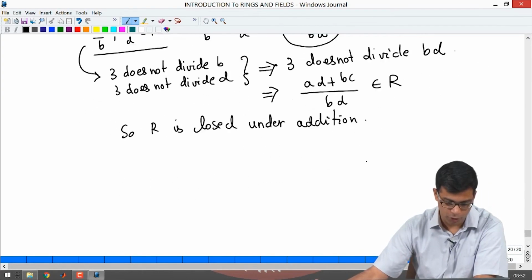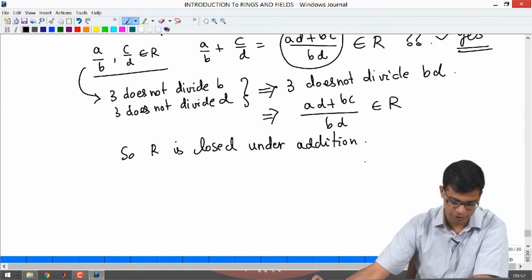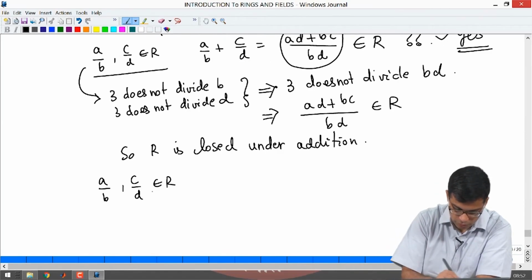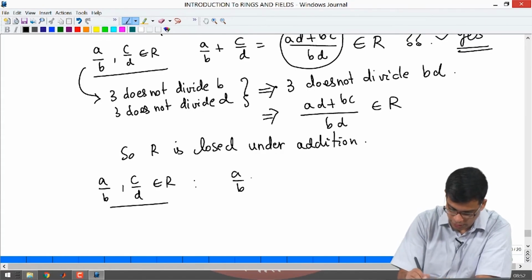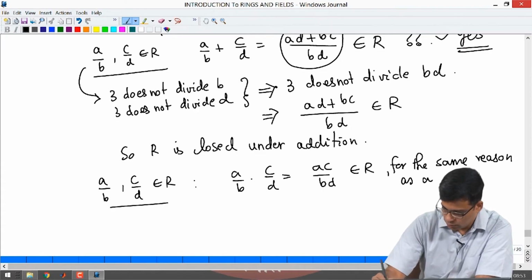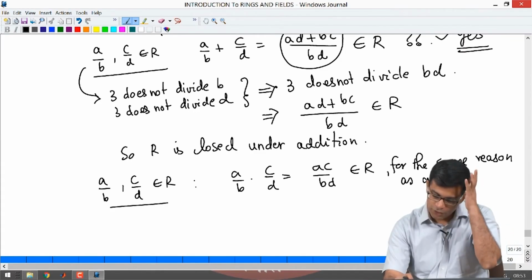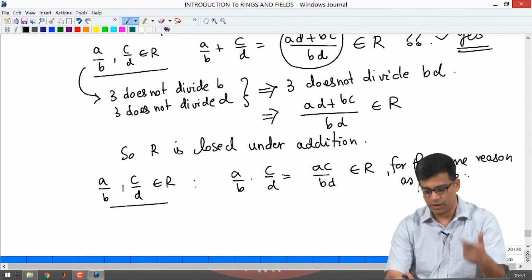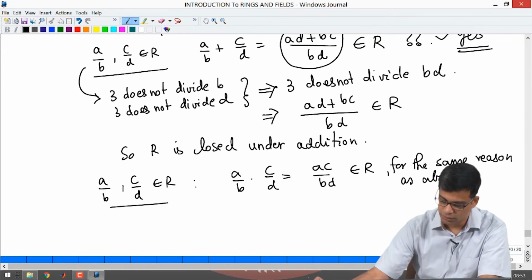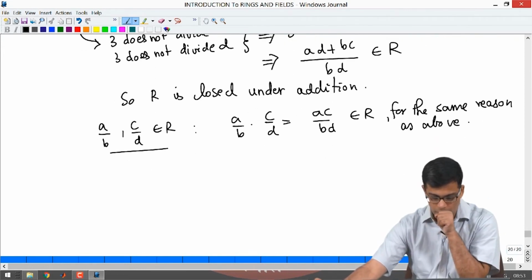So, now let us look at product, is it closed under multiplication. So, let us again take A by B, C by D in R. Now, let us take A by B times C by D. So, this is AC by BD for the same reason as before. So, here also the denominator is BD, which is not divisible by 3, and after cancelling common factors, what you get is still not divisible by 3. So, AC by BD is in R.